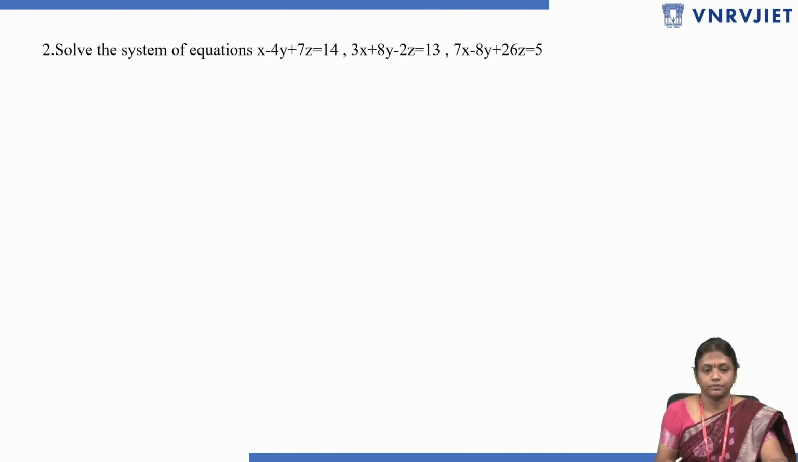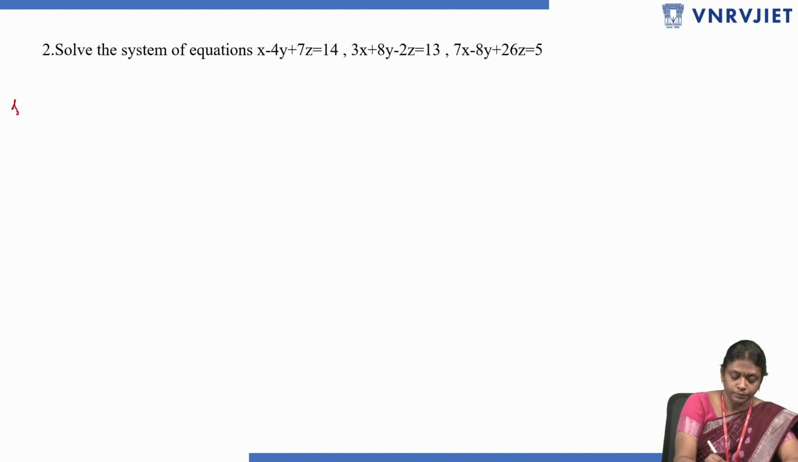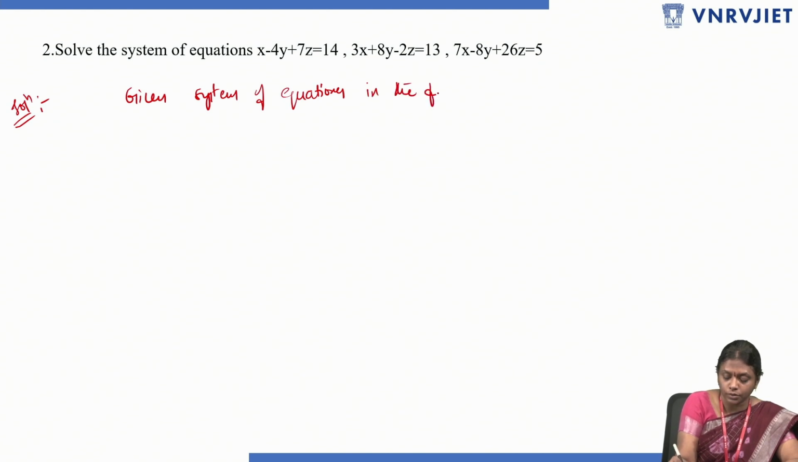Next, let's move on to another problem. Again, the first step is the given system of equations can be written in the form Ax is equal to B. Now write the coefficient matrix capital A, write the unknowns, and the capital B matrix.